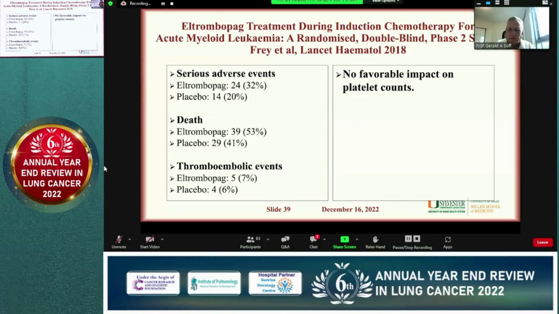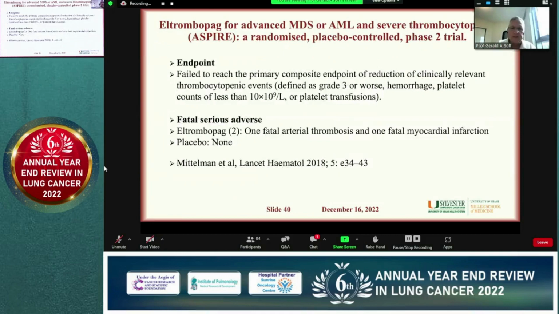A second study was done, the ASPIRE study, in advanced high-grade MDS or MDS with AML and severe thrombocytopenia. It was a randomized controlled study, again with eltrombopag. And the study failed to show its endpoint of composite reduced clinically relevant thrombocytopenic events, hemorrhage, severe thrombocytopenia, so no benefit.